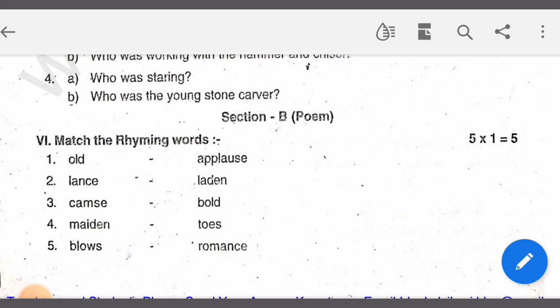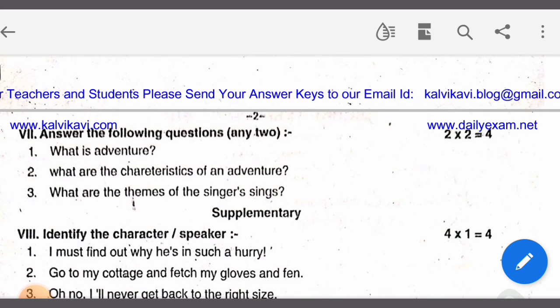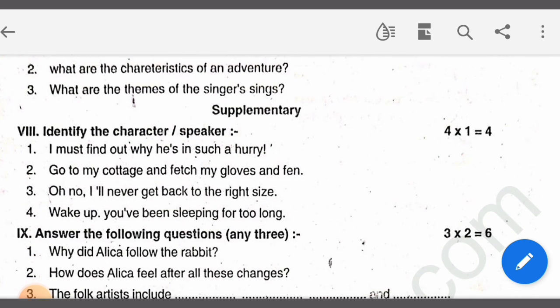Then in Section B, the poem: match the rhyming words. So, you have to match the rhyming words, for 5 marks. Seventh, Roman letter, answer the following questions, any two. Either the end moon question or the end question, you write the answers, or the supplementary: identify the character and speaker.